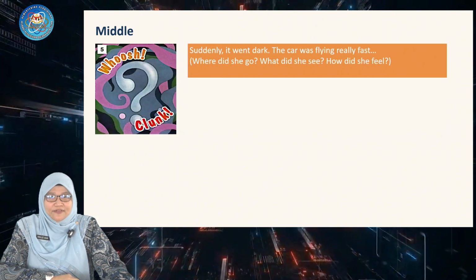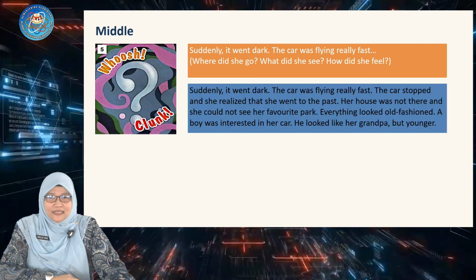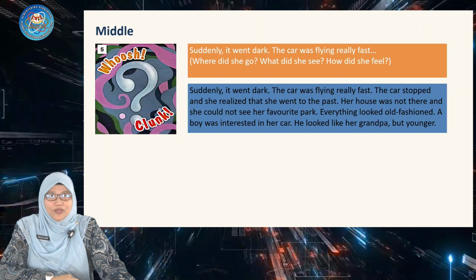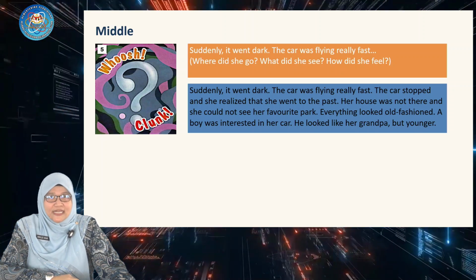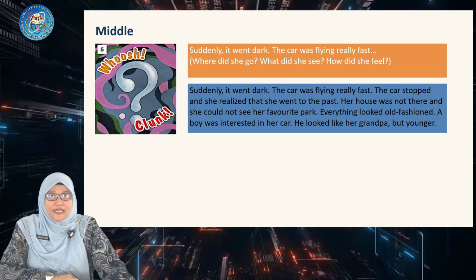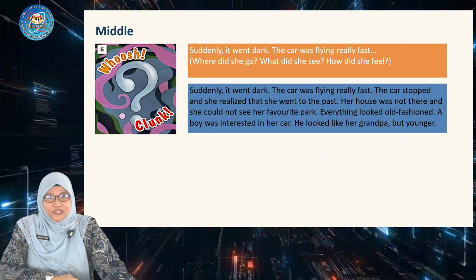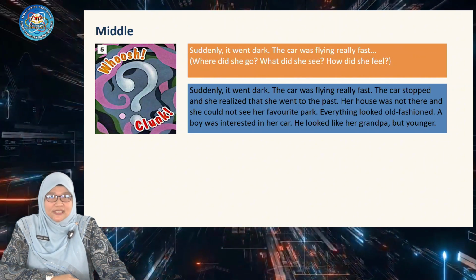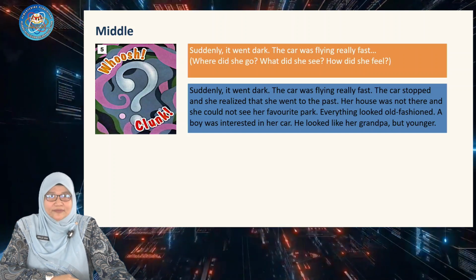Next one, picture 5. Okay, the suggested answer. Suddenly, it went dark. The car was flying really fast. The car stopped and she realized that she went to the past. Her house was not there and she could not see her favorite park. Everything looked old-fashioned. A boy was interested in her car. He looked like her grandpa, but younger.